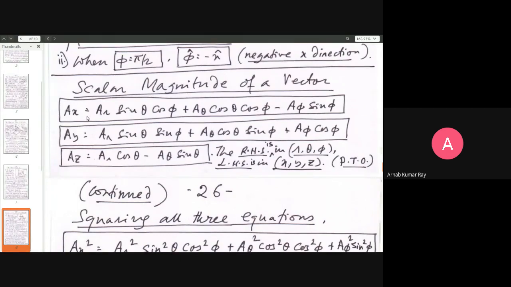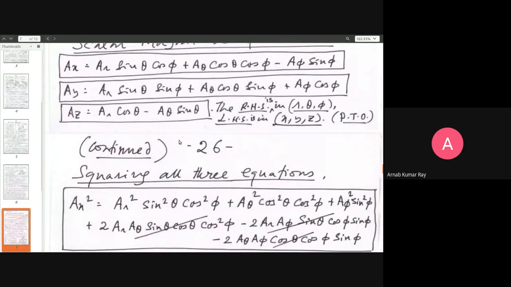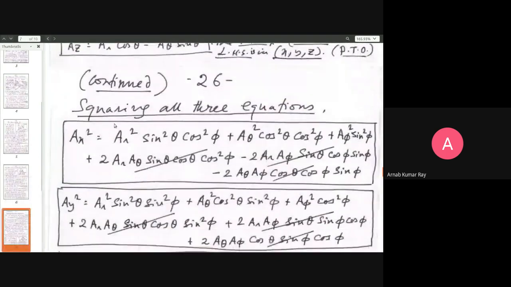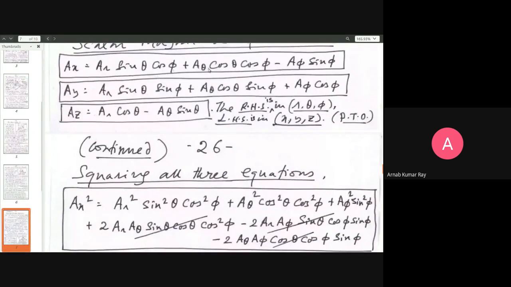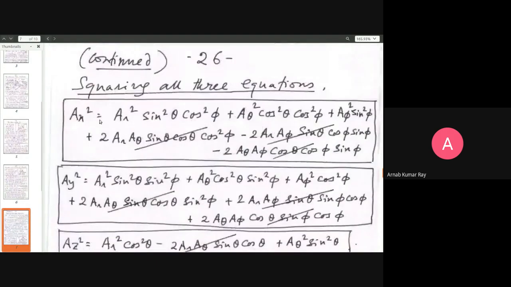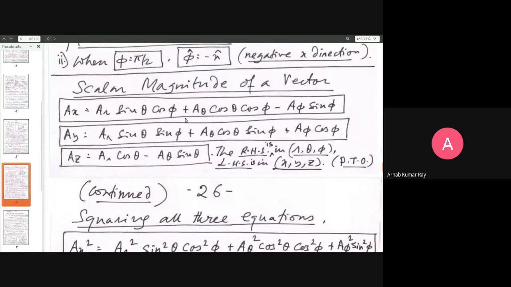So here we have the three relations connecting the scalar magnitudes of the components of the same vector represented once in the XYZ system and another time in the R theta phi system. So the right hand side is R theta phi, the left hand side is XYZ. Now we square all the three equations. AX squared will be equal to, a little difficult, now we have got three terms here, similarly for AY. So AX squared is the whole thing. I mean, how do you square three terms?